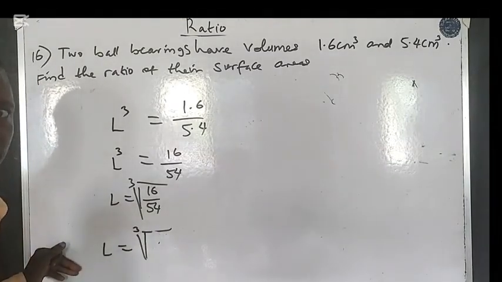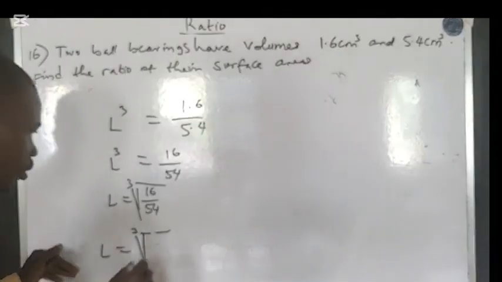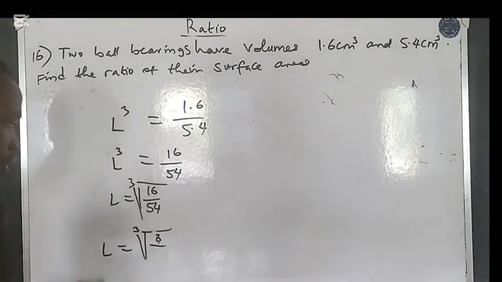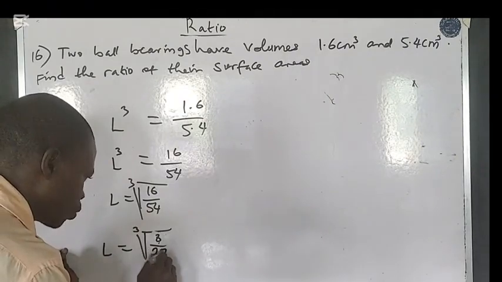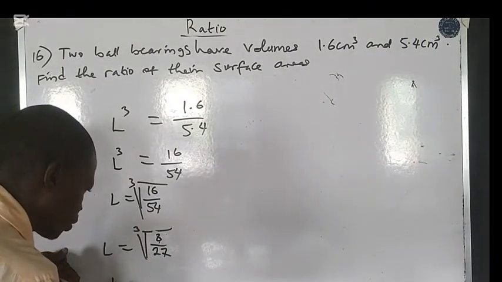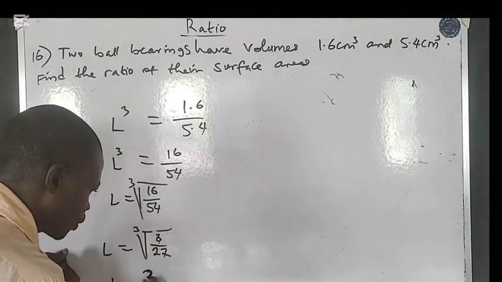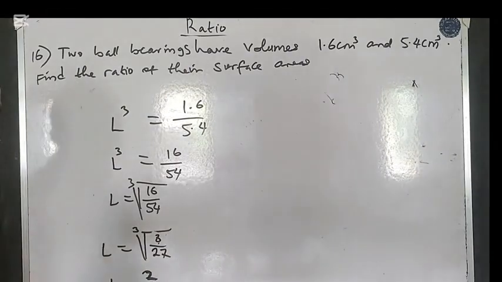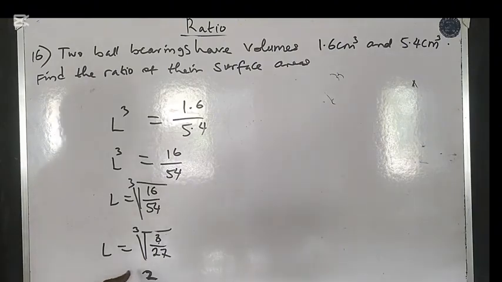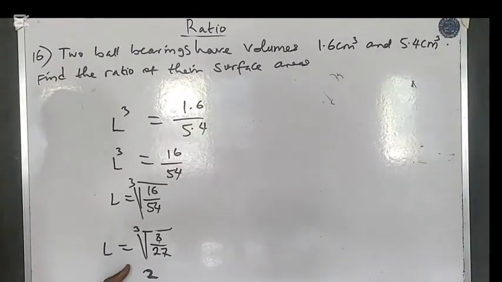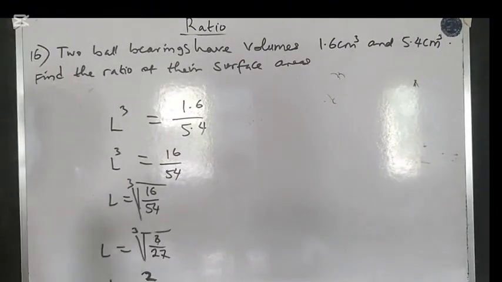Let's divide by 2 then. 16 divided by 2 is 8, and 54 divided by 2 will give us 27. So the cube root of 8 is 2, and the cube root of 27 is 3. So this is the linear ratio. But they're not asking us for the linear ratio. They're asking us for the ratio of their surface areas.